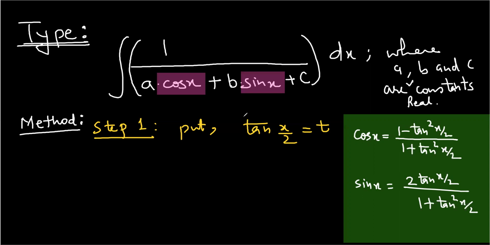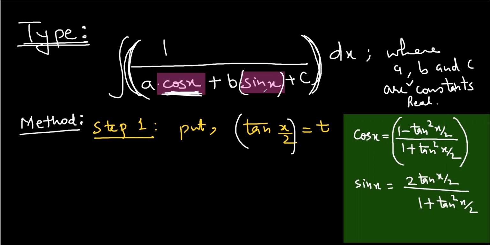So when I put tan x by 2 as t, looking at this integral, try to understand. This cos x, I see as 1 minus tan square x by 2 upon 1 plus tan square x by 2. And this sin x, I look at it as this. So in cos x, I see tan x by 2. In sin x also I see tan x by 2. That is the reason I put tan x by 2 as t. I hope much of the things I have made clear.